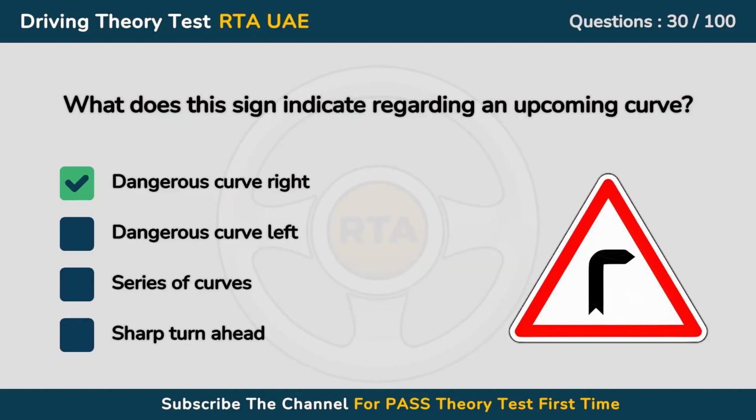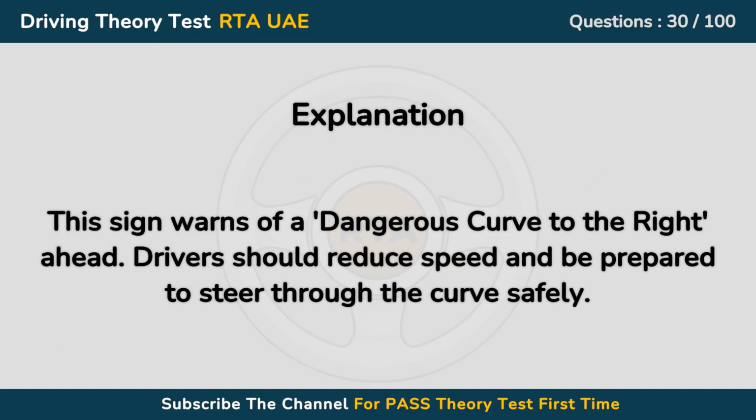Answer is A. Dangerous curve right. This sign warns of a dangerous curve to the right ahead. Drivers should reduce speed and be prepared to steer through the curve safely.